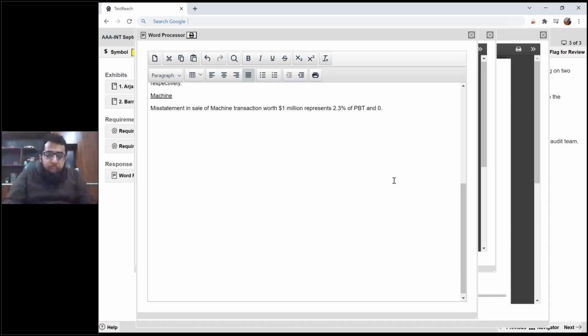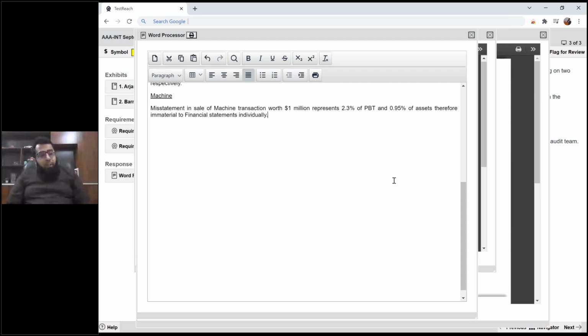And 0.95% of assets, therefore immaterial to financial statements individually. Okay, if we look at this misstatement individually, it is immaterial to financial statement.